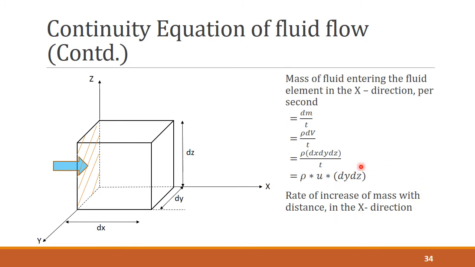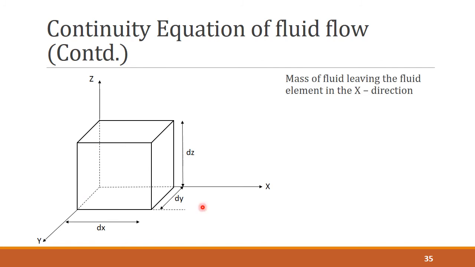Then the rate of increase of mass in the x direction with distance would be given by dou x of the mass of fluid that has flown into the control volume. So dou x of rho u into dy dz is the rate at which the mass of the fluid is going to increase with distance. So what would be the mass of the fluid that is going to leave in the x direction? It had entered through this face and it is now leaving through this face.